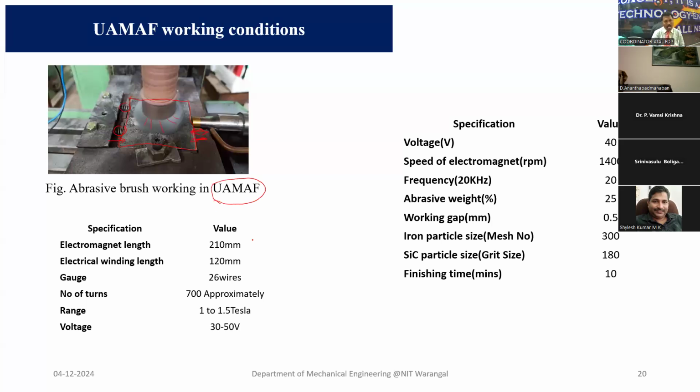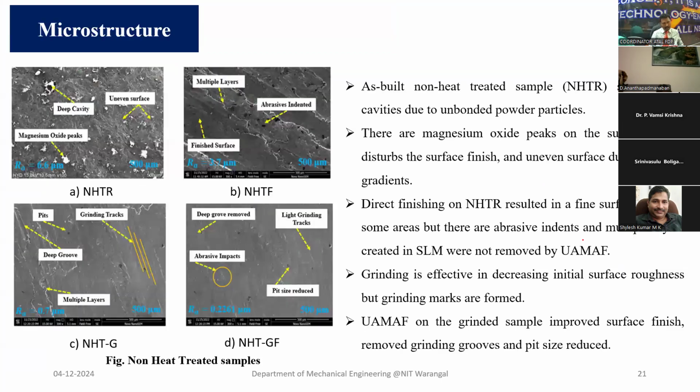Okay, and these are the standard values we followed to fabricate this setup, and these are the values we followed just to see how the finishing is taking place. Later on, we changed parameters also, right? So this is UAMF of the additively manufactured components. So now I will show you different samples.